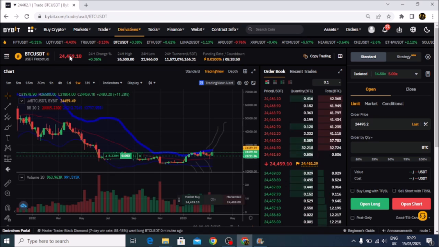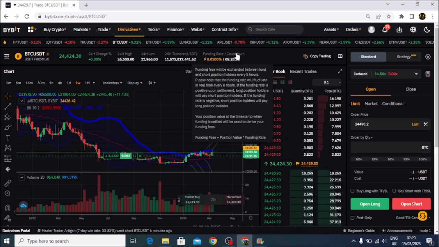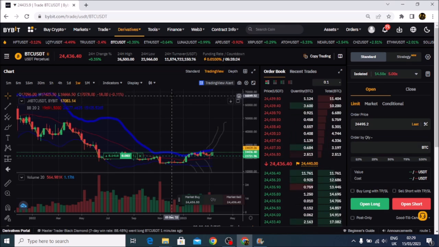So this is the price of BTC. This is the 24 hour change. This is the 24 hour high. This is the 24 hour low, and this is the 24 hour turnover in USDT. This is the funding rate and countdown. With this funding rate, you're always given some percentage whenever you trade on Bybit under futures.